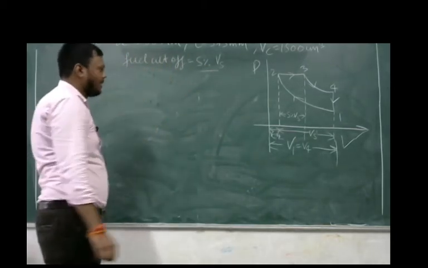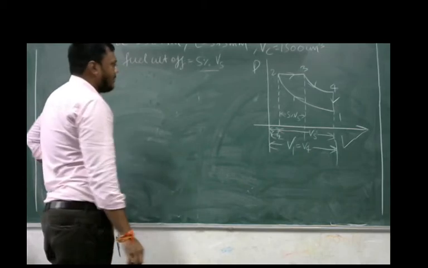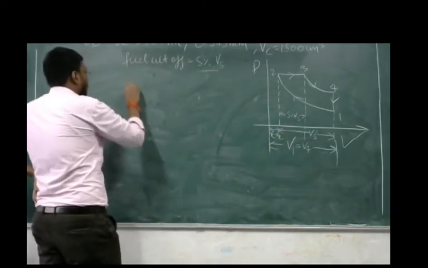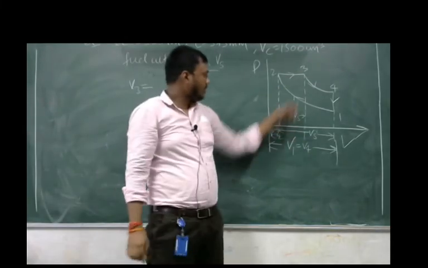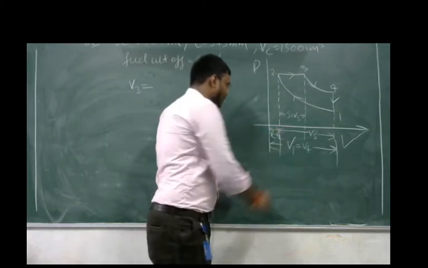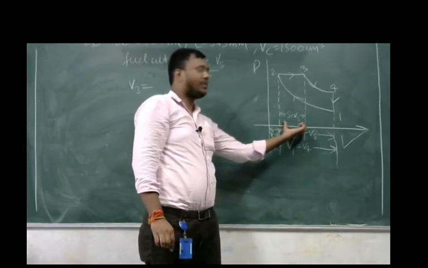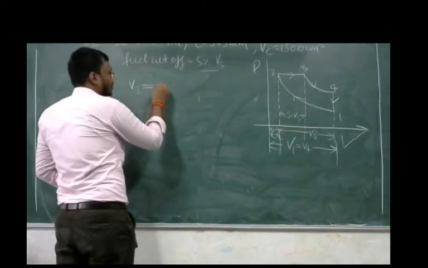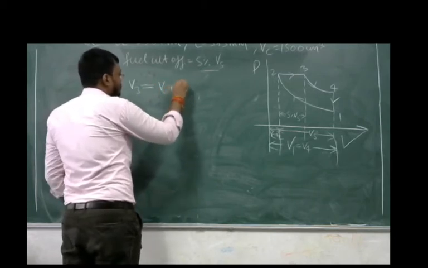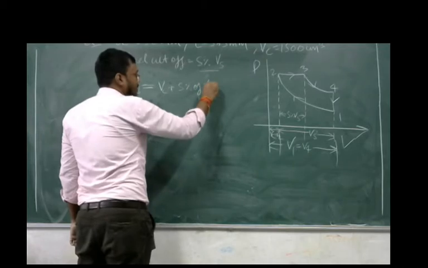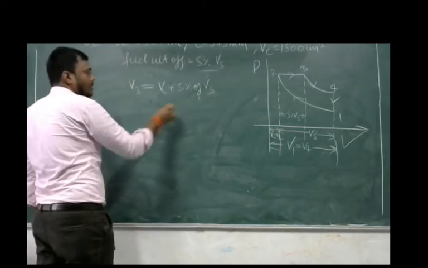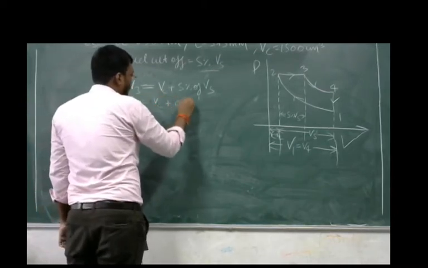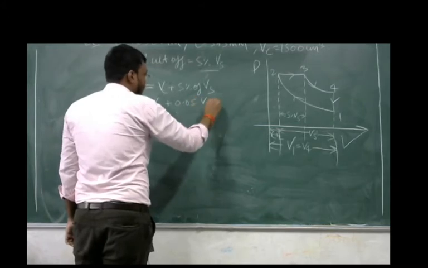From this diagram, we can say that fuel cutoff occurs at point 3. So the volume at point 3, V3, should be equal to VC plus 5% of VS. We have done it previously. 5% means 5 by 100, which is 0.05. So V3 is equal to VC plus 0.05 VS. Let us assume this is equation number 1.